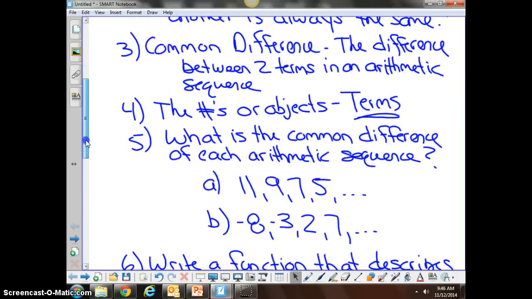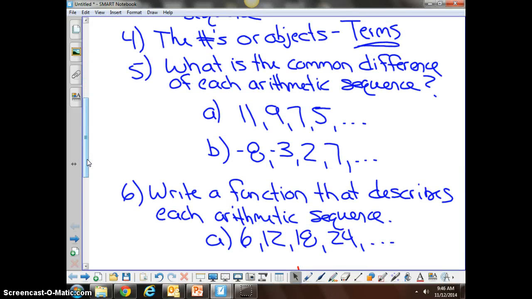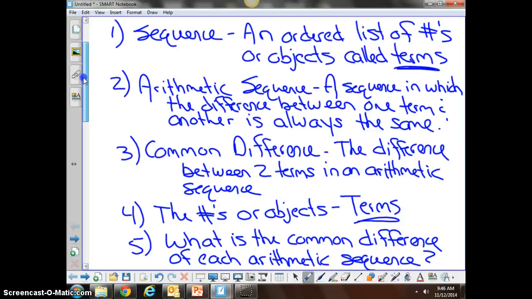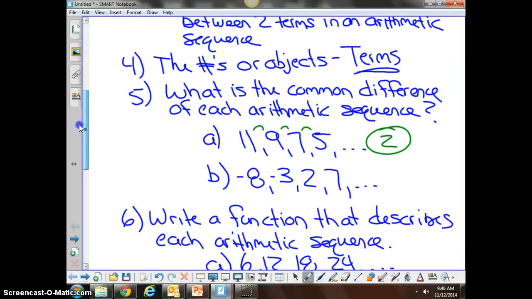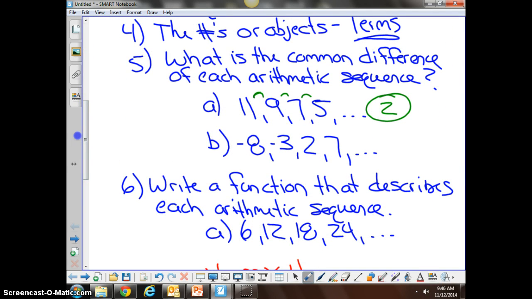Number 5, scrolling down quickly here. What is the common difference of each arithmetic sequence? The difference between 11 and 9, and the difference between 9 and 7, and the difference between 7 and 5 is the exact same. You know that that is 2, which is your answer. And you know it's an arithmetic sequence because it has the same common difference between all consecutive terms, all terms that are next to one another.